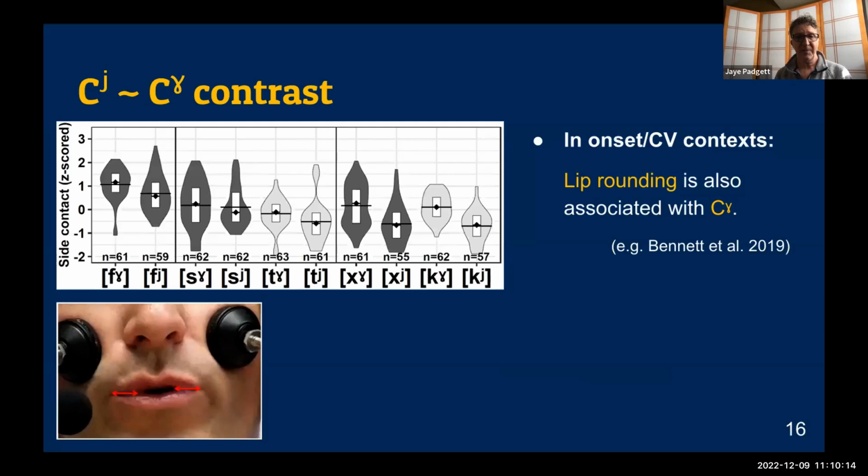There's also, depending on the dialect, there can be differences that correlate with this based on lip rounding. So what you're seeing in these violin plots are differences where the lip rounding is greater in the velarized consonants, pretty much across all of these consonant types, with the exception of S. So that might be related to what I said before.